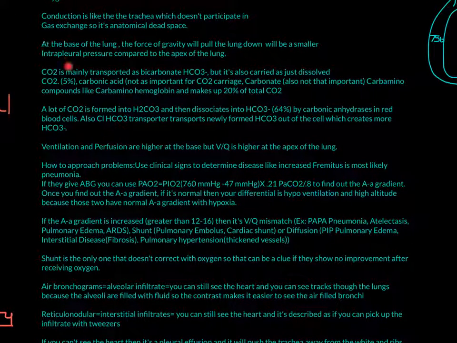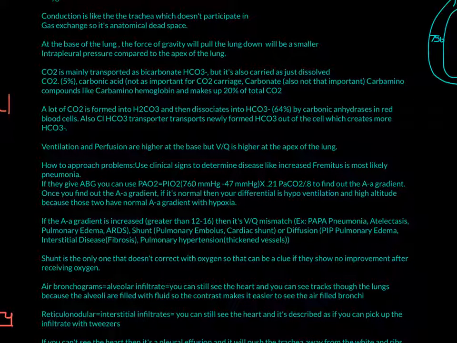CO2 is mainly transported in 5 different ways. The most important is bicarbonate, HCO3 minus, but it's also carried as just dissolved CO2, which is around 5%. You also have carbonic acid and carbonate. Both are not that important for CO2 carriage, but I think you should know about them. And then the other important one is carbamino compounds like carbaminohemoglobin, which is just CO2 bound to hemoglobin. And this is around 20%.